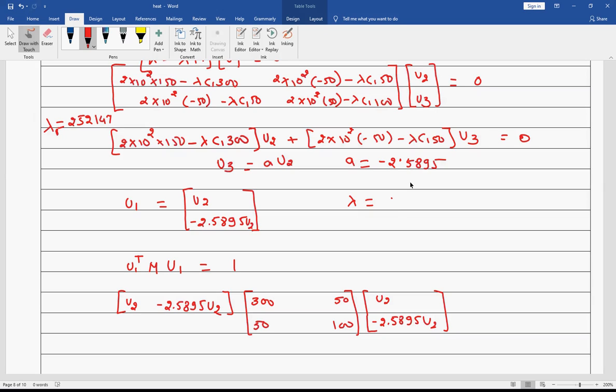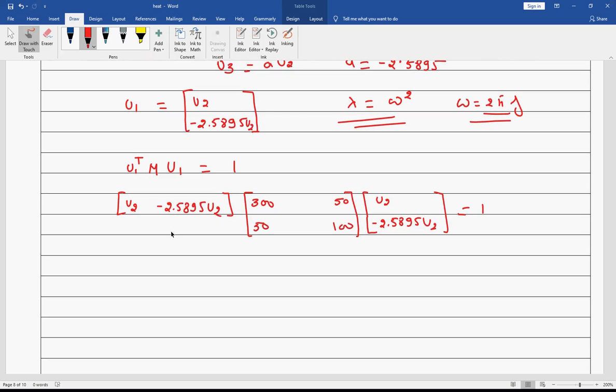Okay, so once lambda is known, you can have omega, and then of course you can find the frequency also. Once you have lambda, you can write lambda equal to omega square and omega equal to twice pi f. Using this formula you can find the natural frequency and the natural circular frequency. So both things you can find out. Now this is equal to 1, so I leave it to that part. We'll be going to the mode shape basically. So this is into this.